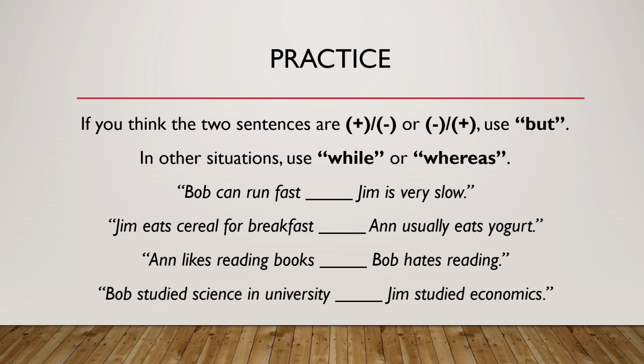Next, Bob studied science in university. Jim studied economics. What do you think? Make your sentence. I don't think anything is negative. This is only different. I'll say Bob studied science in university while Jim studied economics. Or I could say, Bob studied science in university, whereas Jim studied economics.